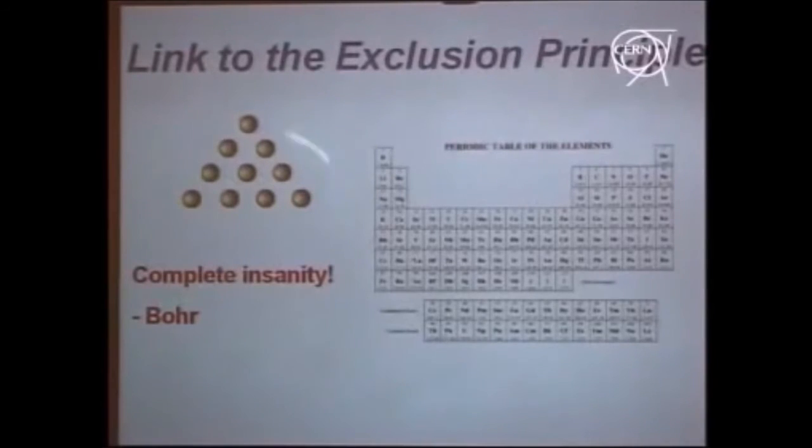I put this up because in just a few minutes I'll come back to this. In December 1924, Pauli wrote to Niels Bohr in Copenhagen a long, famous letter where he describes his exclusion principle.